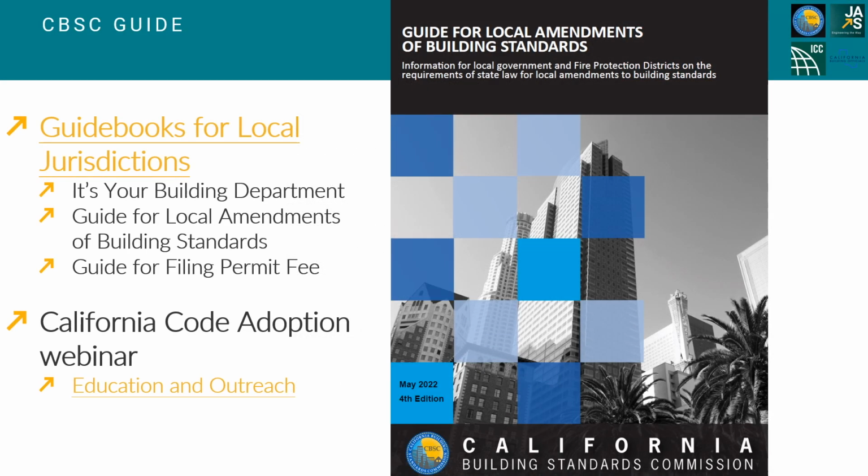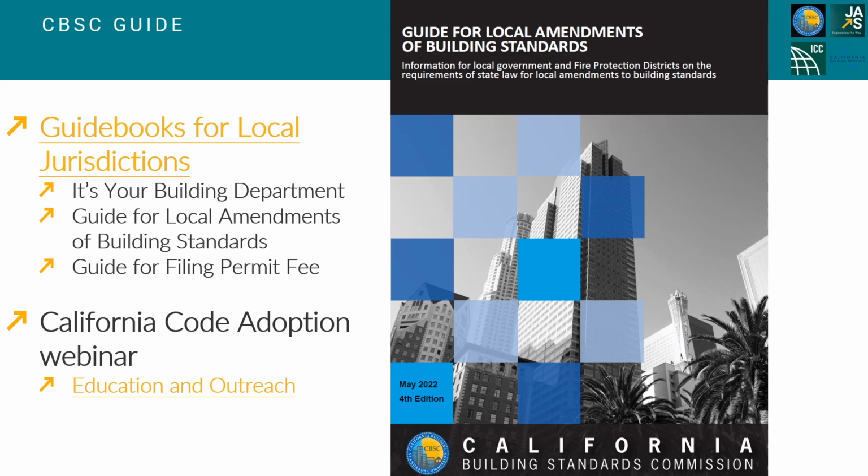The Building Standards Commission provides guidebooks online to assist local jurisdictions and those affected by the implementation and enforcement of building standards. The Guide for Local Amendments of Building Standards has useful information for local jurisdictions such as local government responsibilities, local amendment requirements, applicable state laws, causes for rejection of an ordinance, and which state agency the ordinance should be filed with. This guide and its companion video are especially helpful for code officials that have never adopted a local code before and will be doing so for the first time this code cycle.